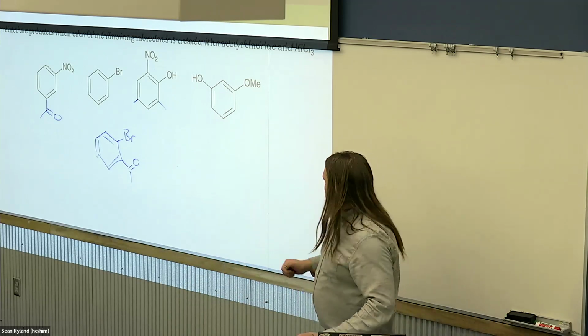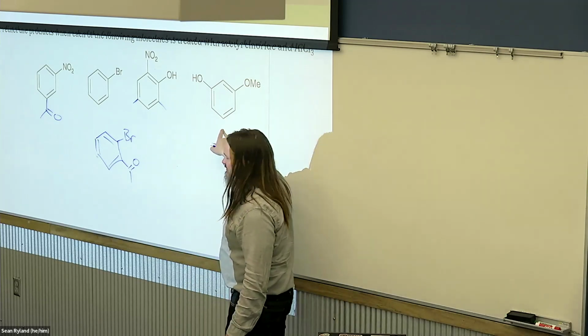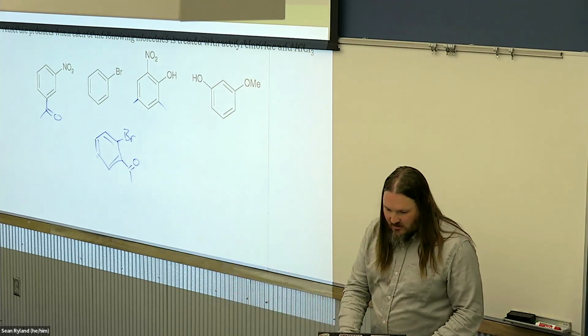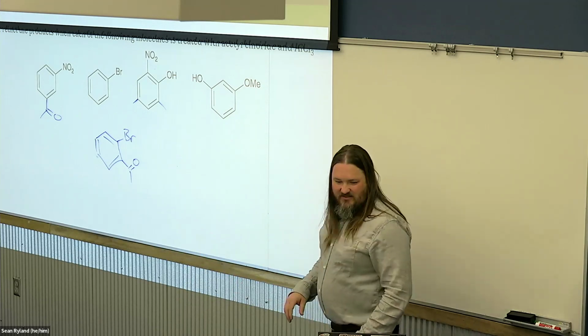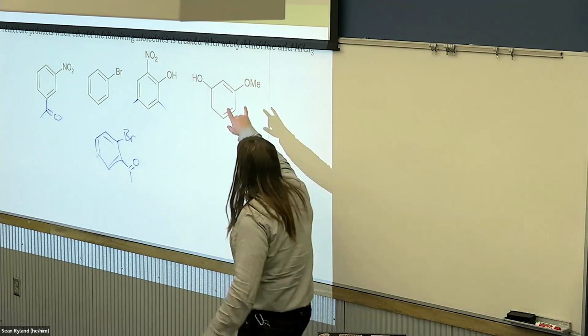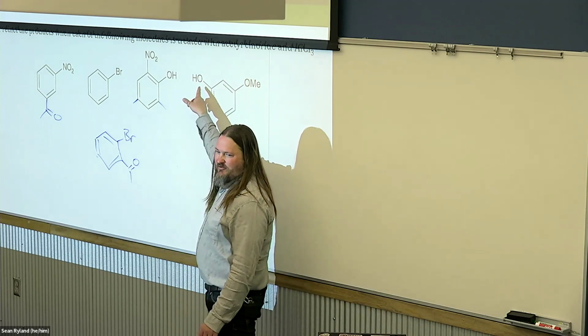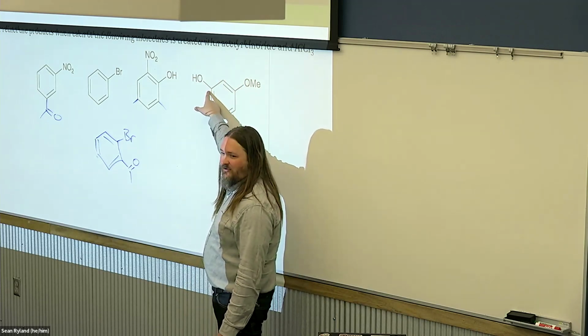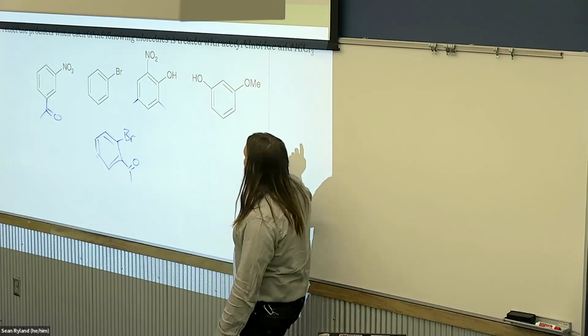The only substituent we wouldn't see is right here. Which begs the question of how the heck do we make this in the first place? If these are both ortho/para directors, how do we put them in the meta position relative to each other? And it turns out that's what we're going to talk about today.